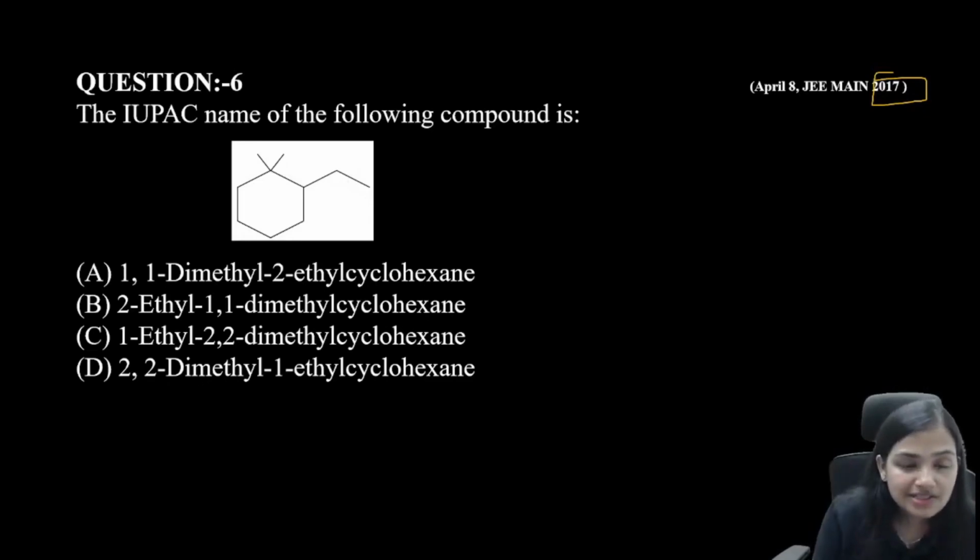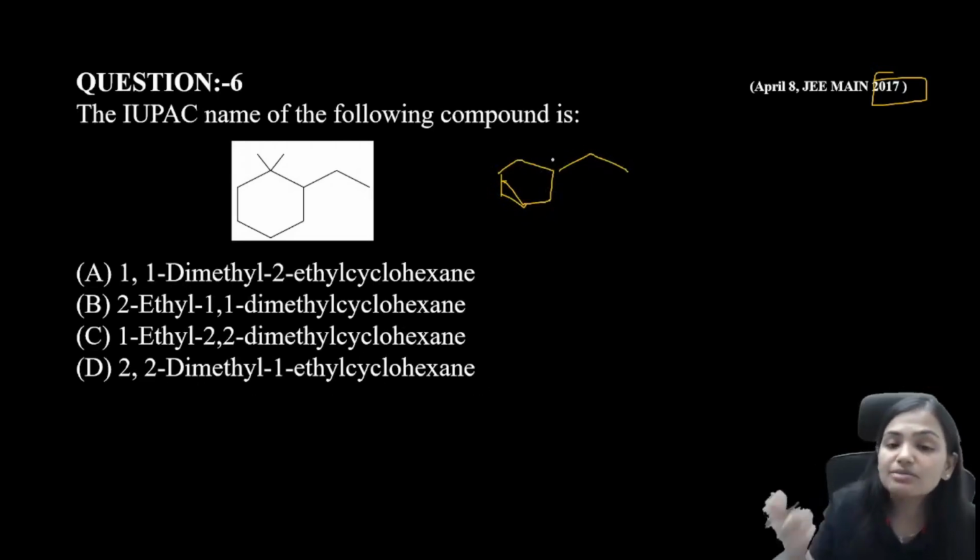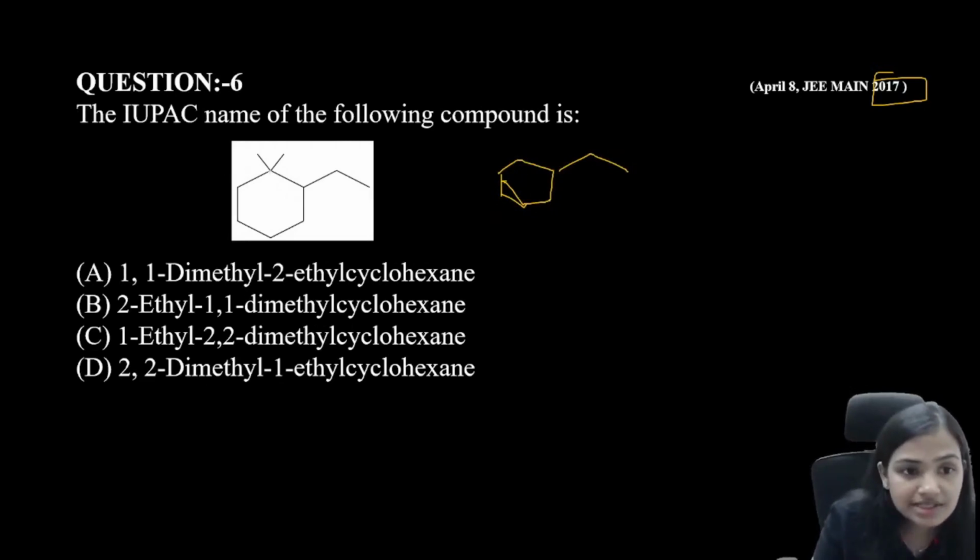So how to solve this? You know, when we have a ring and when we have a chain, the portion which has more carbon atoms will be considered as the root word. So here you can see that we have 1, 2, 3, 4, 5, 6. So ultimately this will be considered as the root word because the chain has only 2 atoms. So this is going to be cyclohexane.